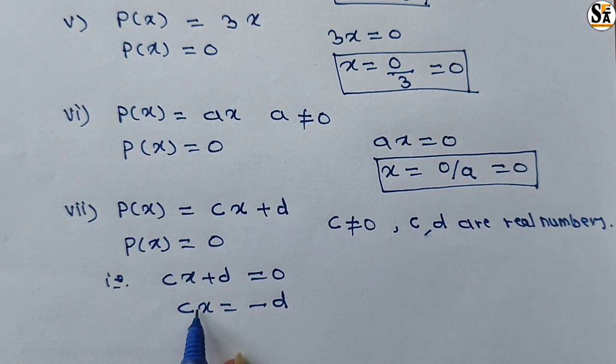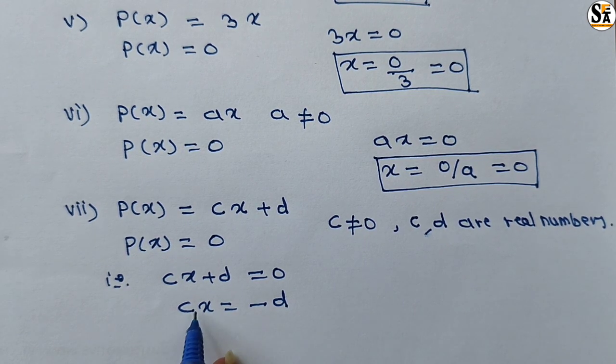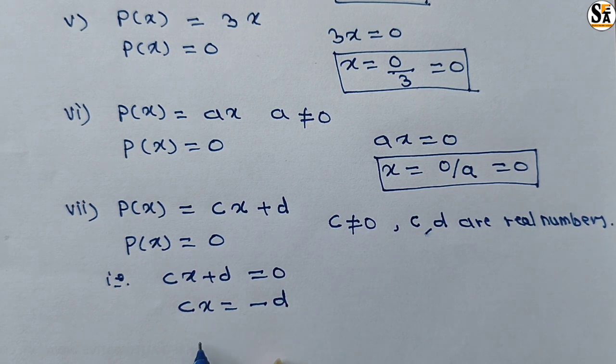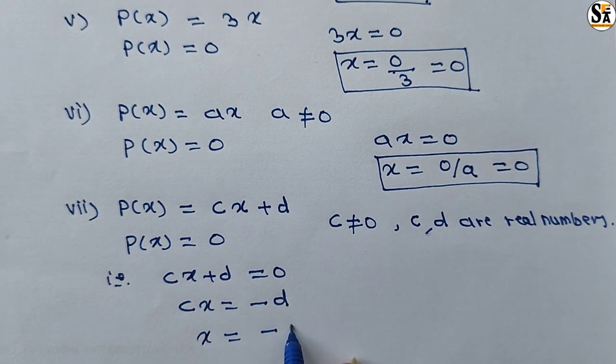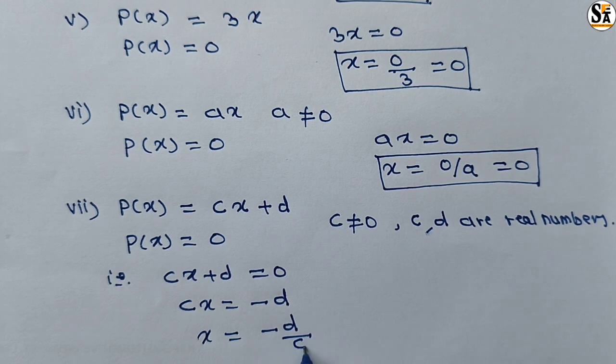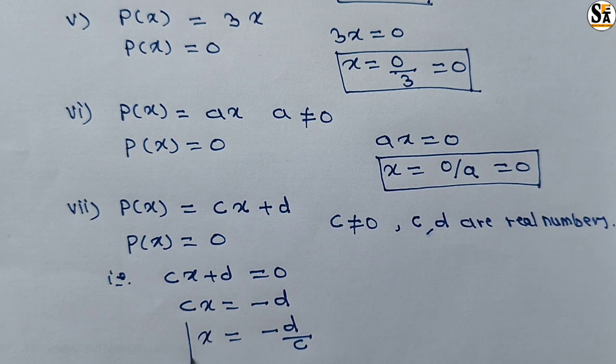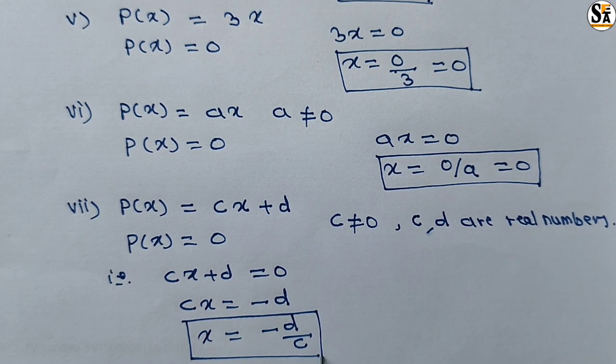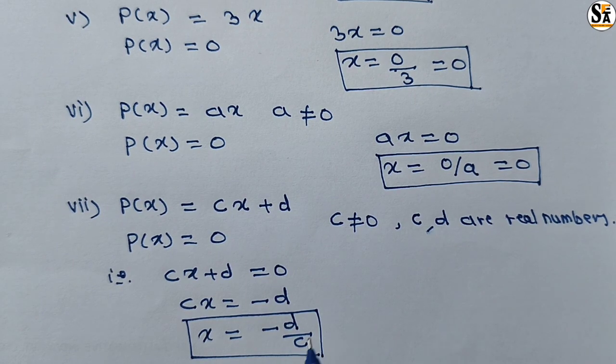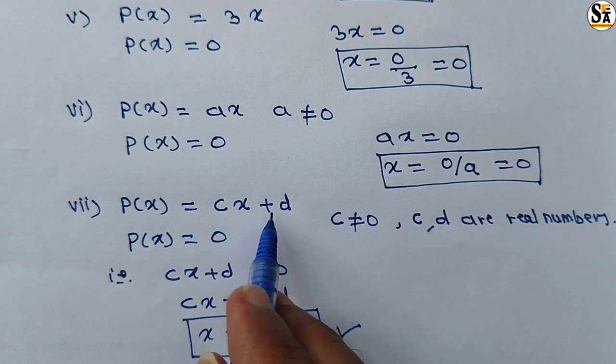Now transfer this coefficient from left to right, as it is in multiplication it will be in division if we change the side. So x equal to minus d upon c. As it is in multiplication, we are changing its side, so it will be in division. So we are getting the value of x equal to minus d upon c. So this is the 0 of this polynomial.